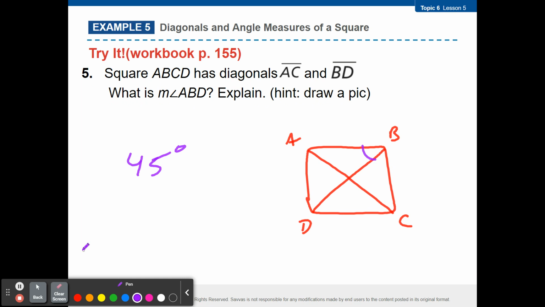Does that make sense where this is coming from? Perhaps. I hope so. All right, I want you guys to complete page 156, 7, 8, 9, 10, 11. 7 through 11. 156. 7 through 11.